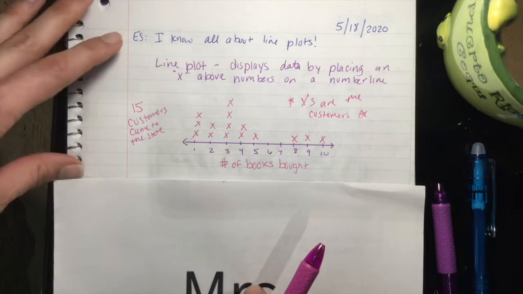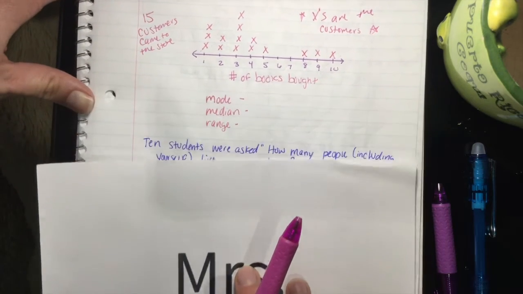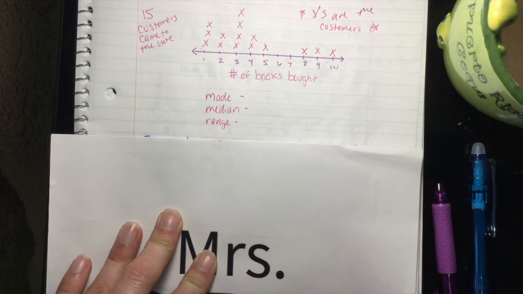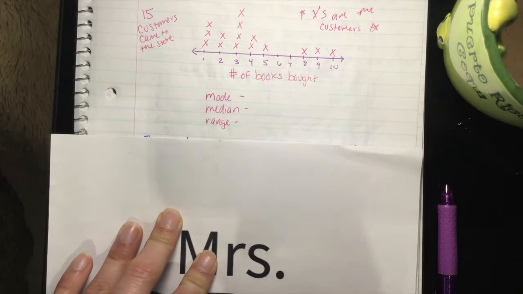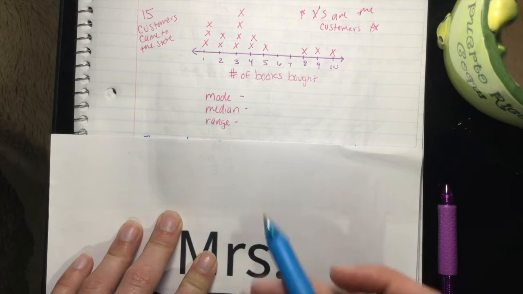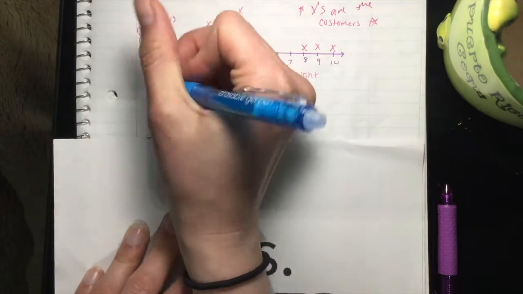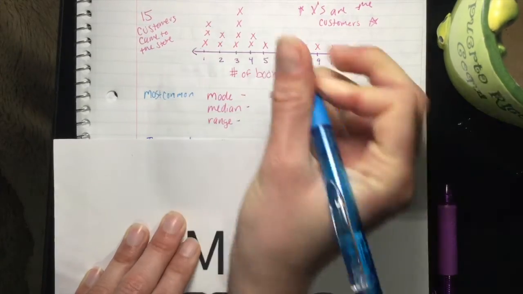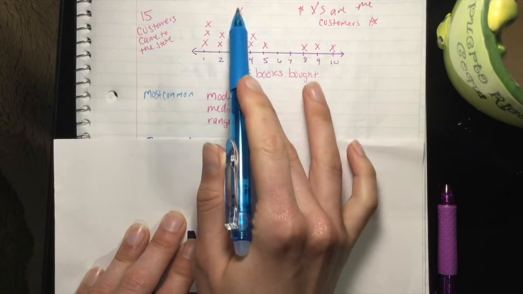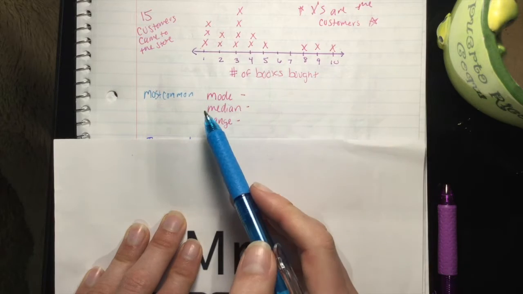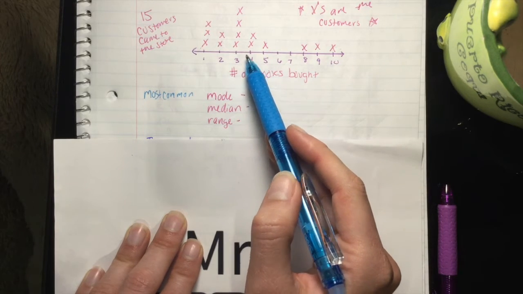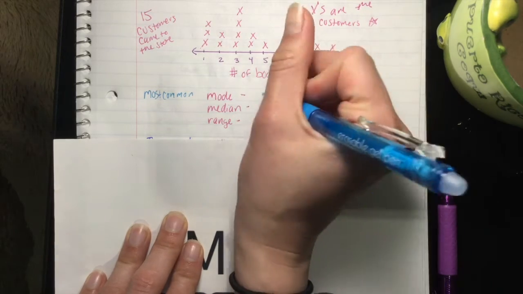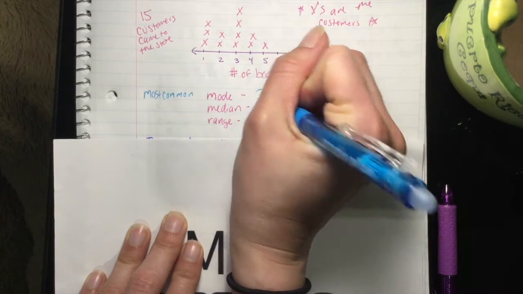All right, so we're going to get right into an example after we find the mode, the median, and the range of this set of data. So the mode, remember the mode is the most common. So the most common number is how far up the X's go. So the most common purchase of books was 3 books. So the mode is 3.